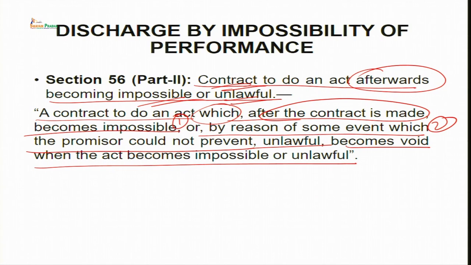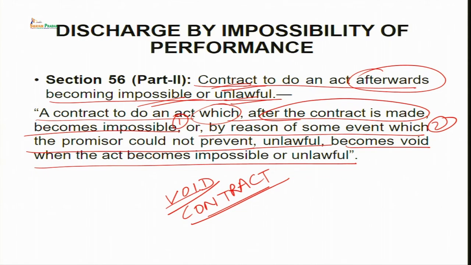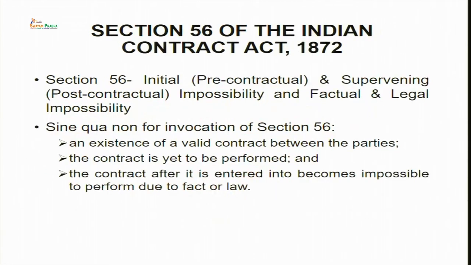So 56 part 1 deals with void agreements, whereas 56 part 2 deals with void contract. Why void contract? Because it was a valid contract when made, but due to supervening events, supervening impossibility, change in circumstances, etc., it has become impossible or unlawful to perform the obligation, right? So that's why a void contract, because after the contract was made, it became void. Section 56, as I said, part 1 is dealing with initial impossibility, and supervening impossibility is part 2 of section 56.